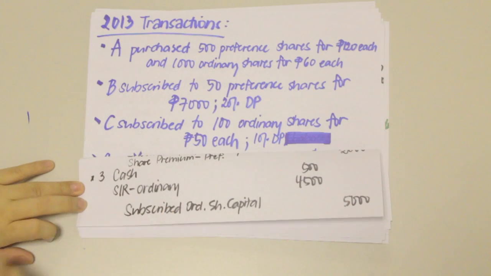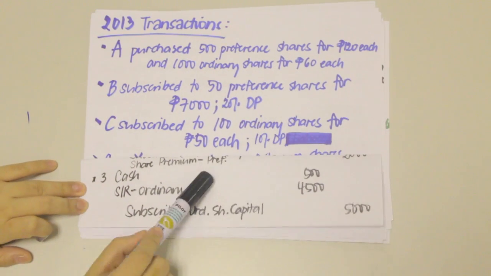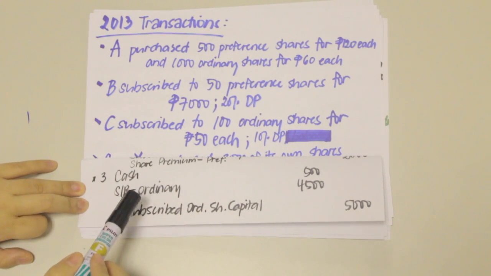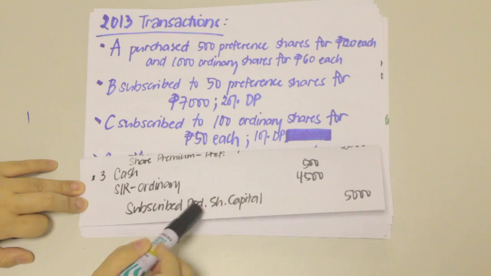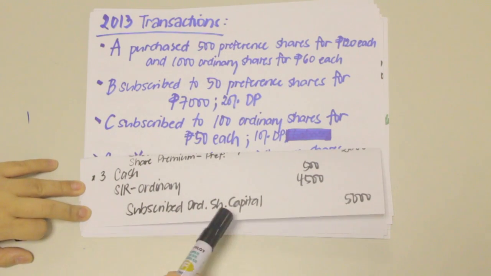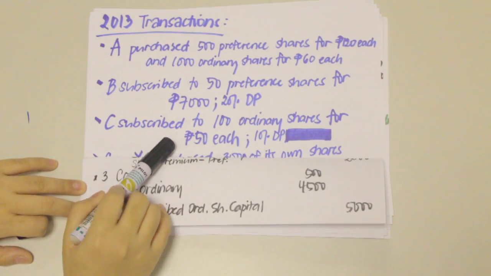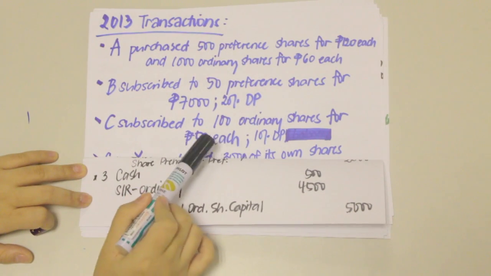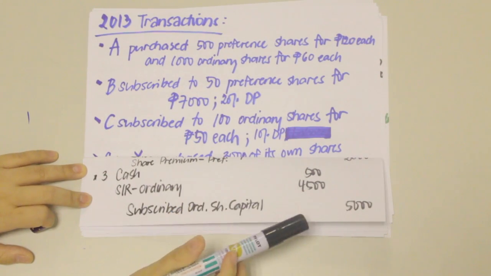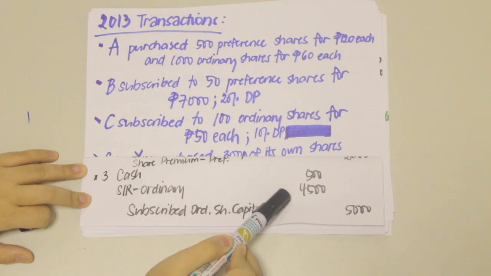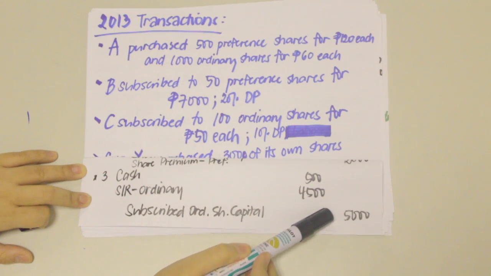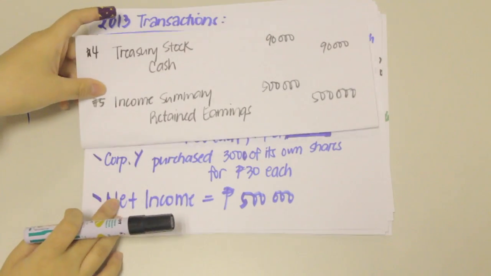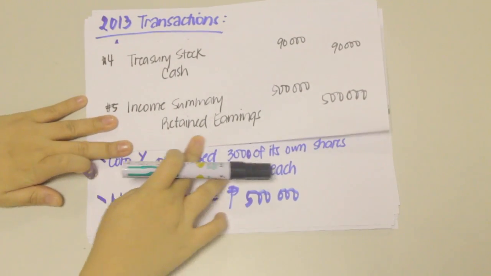The third transaction is again a subscription, but now it's to ordinary shares. So still you debit cash, debit subscriptions receivable, and credit subscribed ordinary share capital. We no longer have a share premium account since it's subscribed at par. 10% of 5,000, which is 50 times 100, is 500. So the remaining balance goes to subscriptions receivable, and we credit the whole amount of 5,000 for subscribed ordinary share capital.